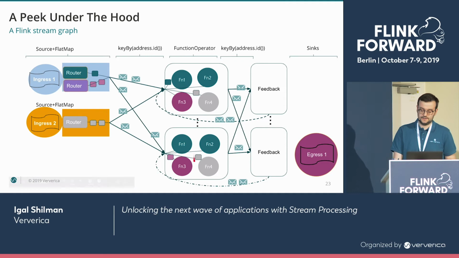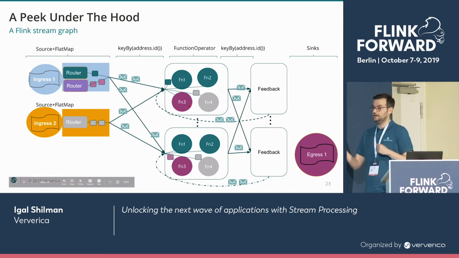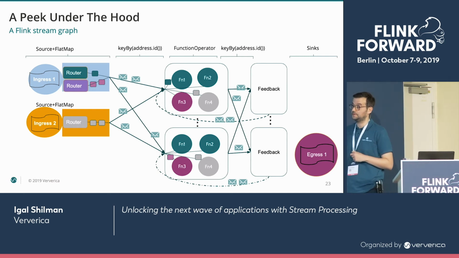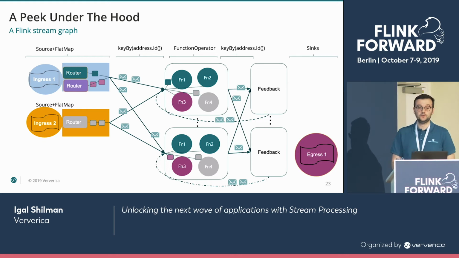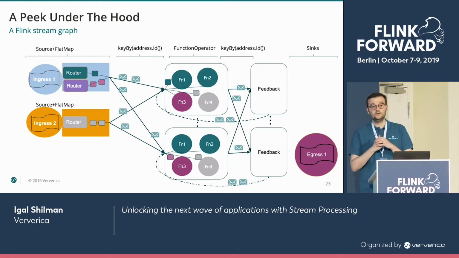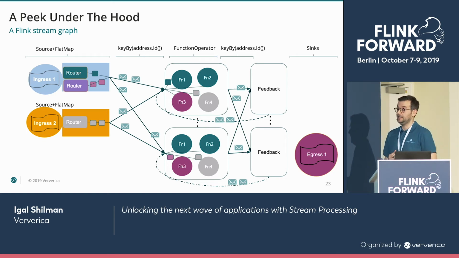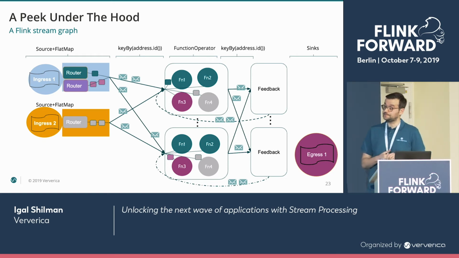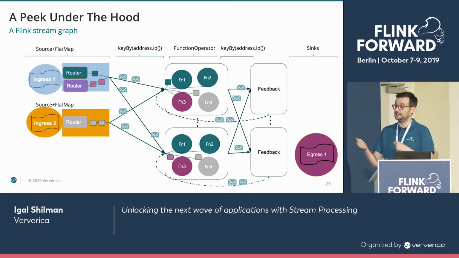Now, the next layer is the function operator. This is the operator that invokes those stateful functions when messages arrive. Each operator knows all the function types that are defined in the application, and given the type of the incoming message, it selects what to invoke.